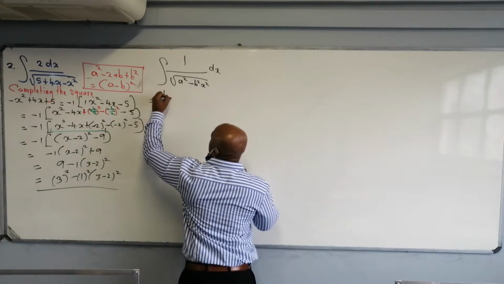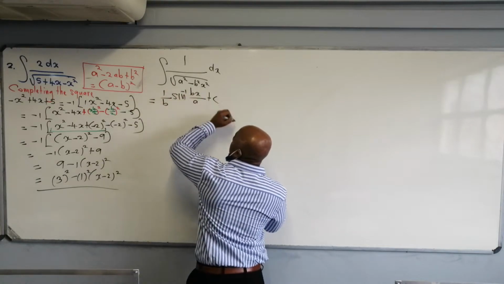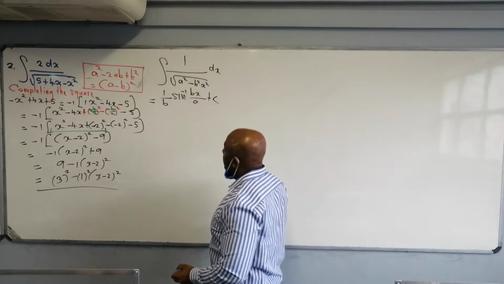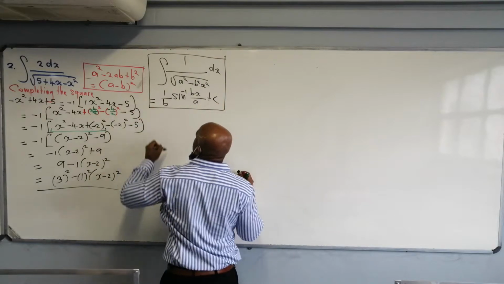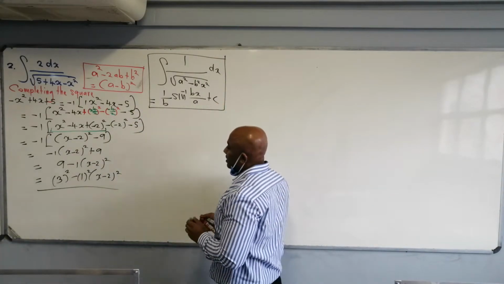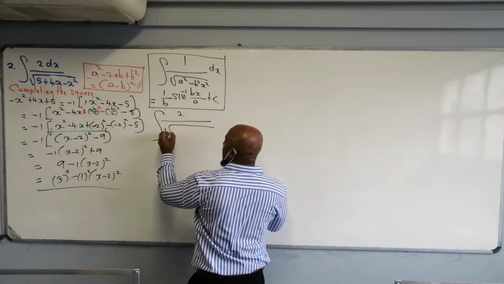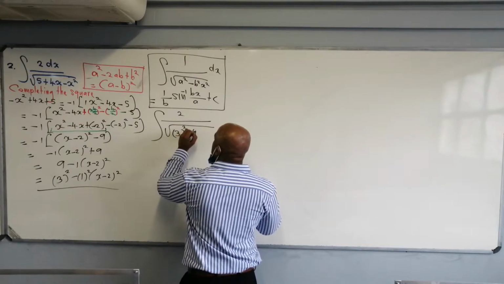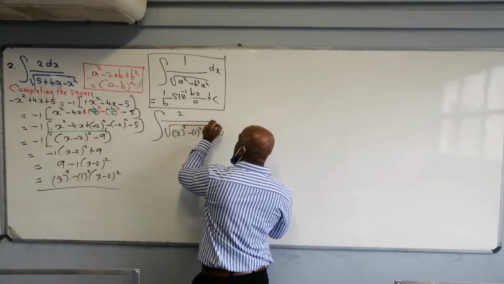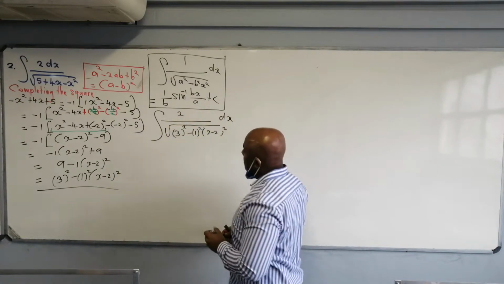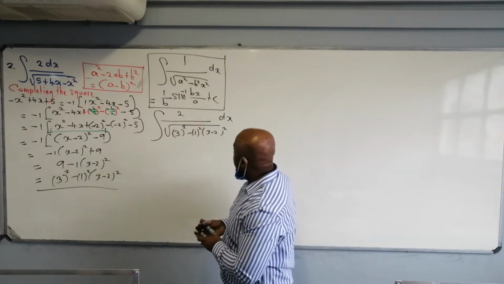So the formula here is 1 over b times inverse sine of bx over a, plus c. That is the one that we are using here. Alright, so now let's do the substitution. That's going to be 2 divided by the square root of 3 squared minus 1 squared times (x minus 2) all squared, dx. So my a is 3 here, you can see that.